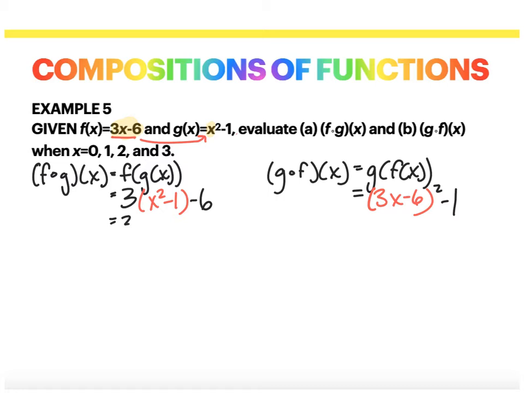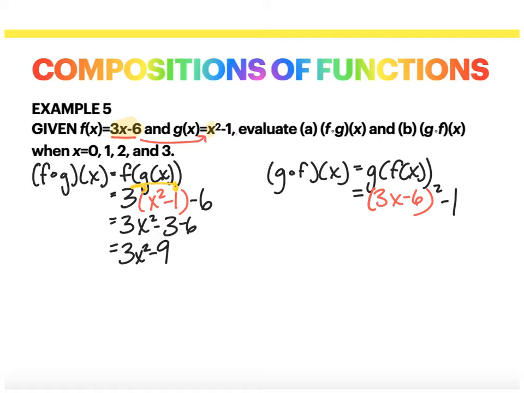So we have 3x squared minus 3 minus 6. And remember, this 3 distributes to both terms. And that simplifies to 3x squared minus 9.